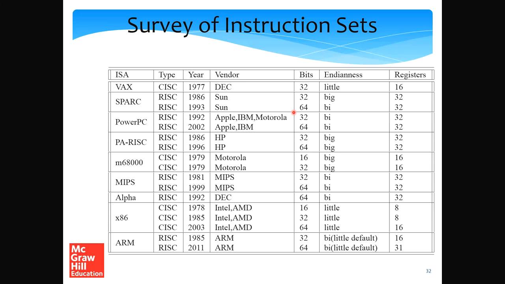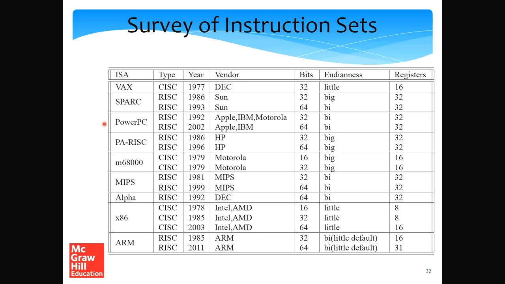What it means to be a 64-bit instruction set is also the same. The size of a register is 64 bits, or the size of an instruction in the case of a RISC architecture is 64 bits. The 64-bit instruction set was actually bi-endian, meaning it could be configured to be either little endian or big endian, and we have 32 registers.